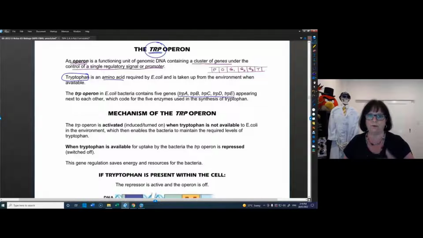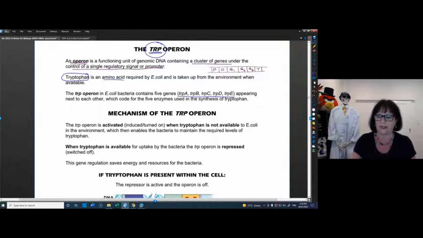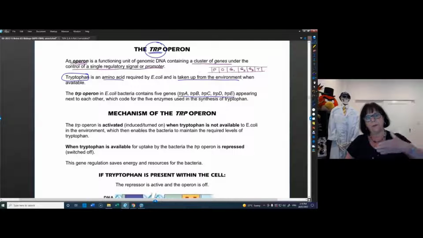Now, bacteria cannot make tryptophan all the time. It takes it up from the environment when it's there. So it will absorb it whenever tryptophan is in the environment the bacteria is growing in. But if a bacteria is in an environment that doesn't have tryptophan, it still needs it. That's when it needs to make it. That's when it needs to turn on its tryptophan-making genes.